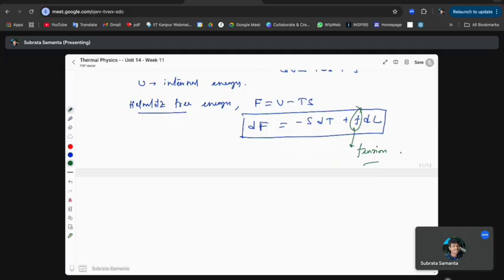Therefore, the entropy S is minus the partial derivative of the Helmholtz free energy with respect to T, because this is the coefficient of dT, at constant L. And the tension f is the partial derivative of the free energy with respect to L at constant temperature.